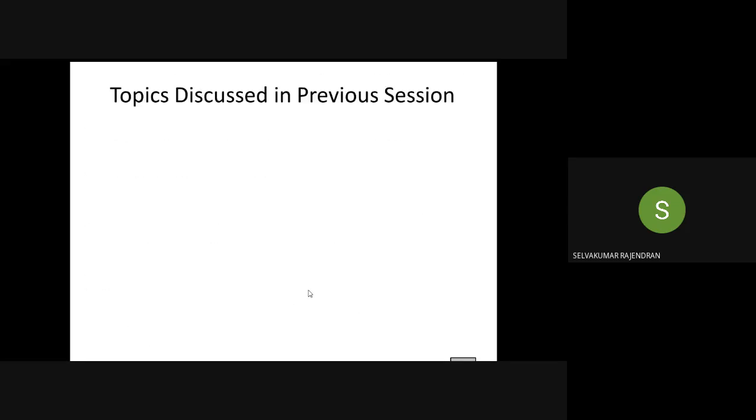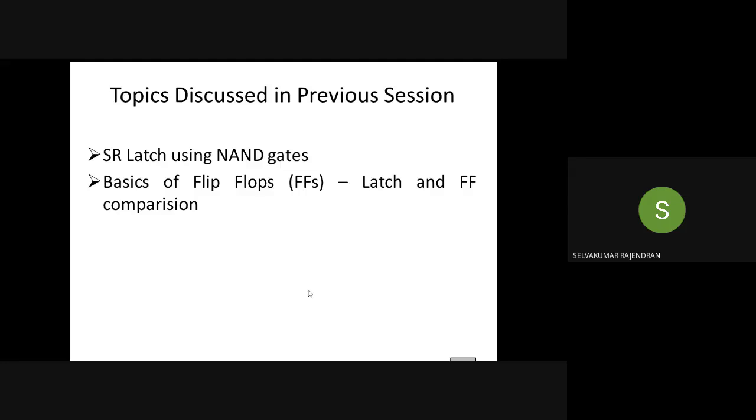In the previous session, we discussed the SR latch using NAND gates. Then we discussed flip-flops, the differences between latches and flip-flops, and a comparison of the two. And then we discussed level triggered flip-flops and edge triggered flip-flops: what is meant by level, what is meant by edge, what level triggered and edge triggered flip-flops are, and the further classification under these two categories.